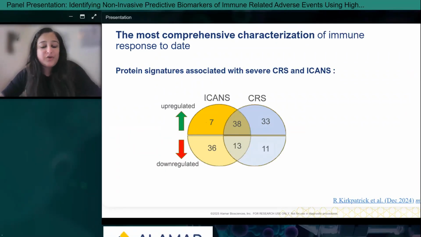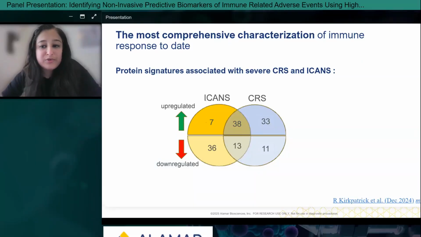Overall, this is the largest cohort treated with anti-CD19 CAR-T therapy and represents the most comprehensive characterization of the immune response to date. As seen from the heat map before, there were many targets that were shared between ICANS and CRS. And we can see here that there are about 38 proteins that were upregulated in both the high ICANS and the high CRS groups, and 13 proteins that were downregulated in the ICANS and the CRS groups.